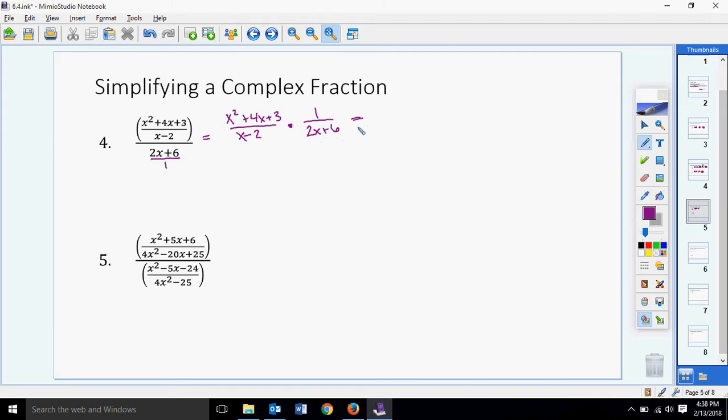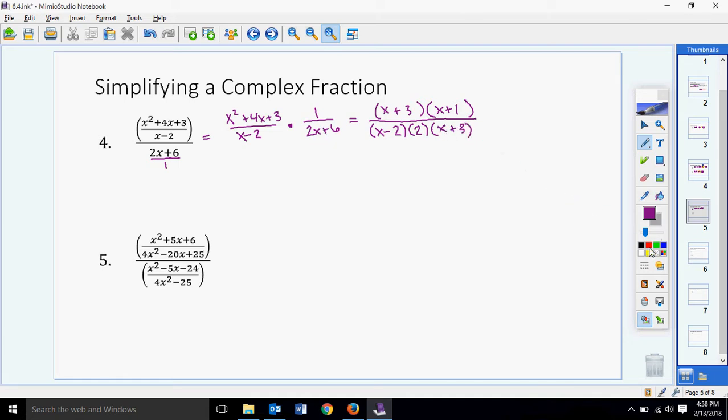Now remember when we were multiplying in the previous section, instead of multiplying straight across, let's factor. So x squared plus 4x plus 3 can factor into x plus 3 and x plus 1. And then times 1, I don't really need to write. Anything times 1 is itself. Down below, I can't factor the x minus 2, but I can factor over here. I'm going to pull out a 2, and I'd be left with x plus 3.